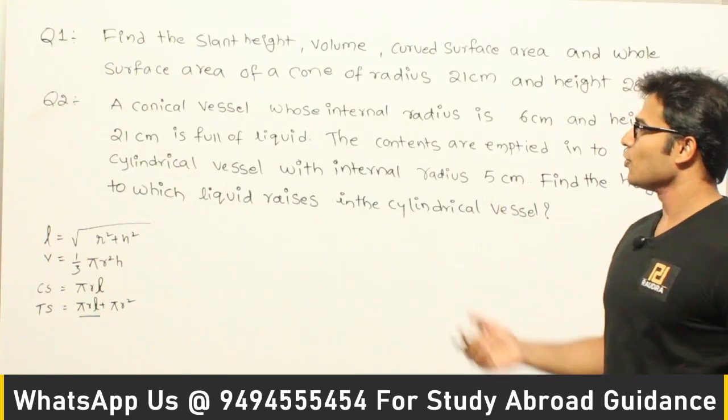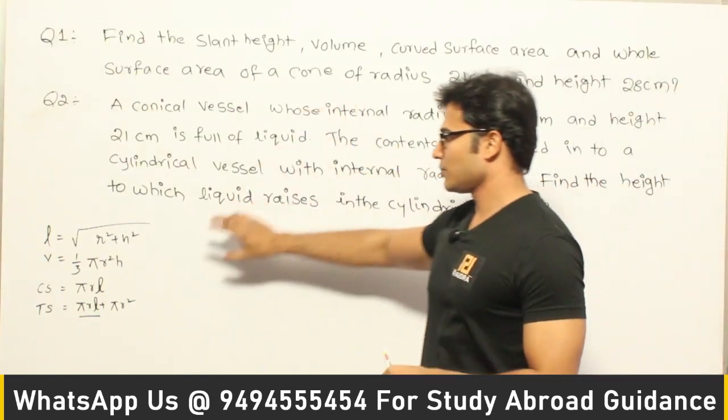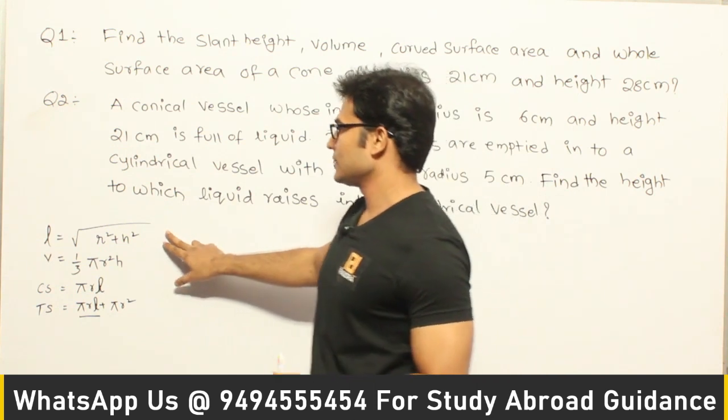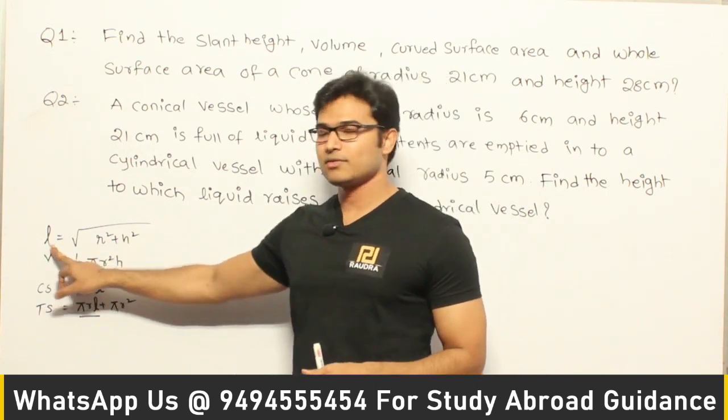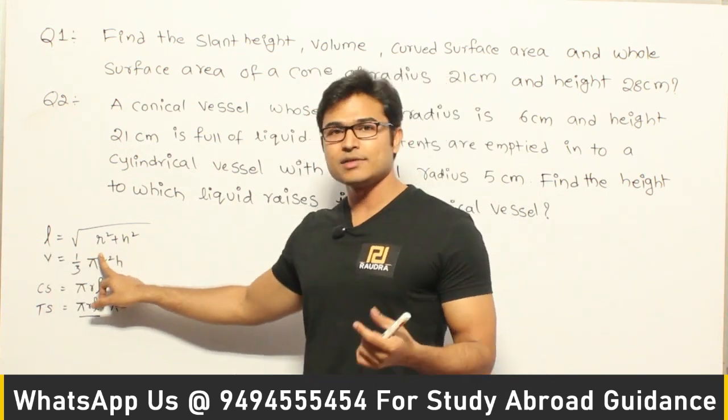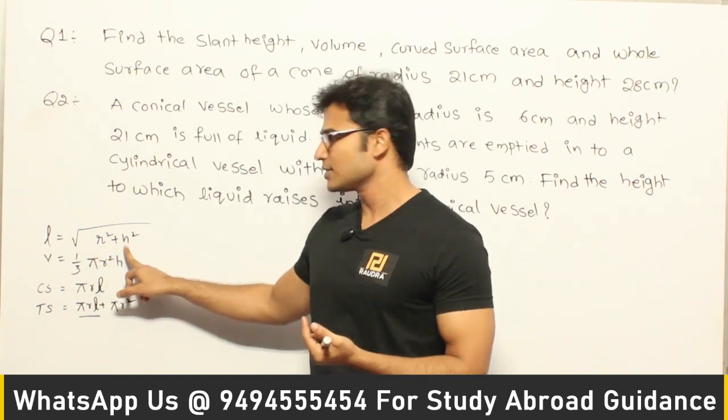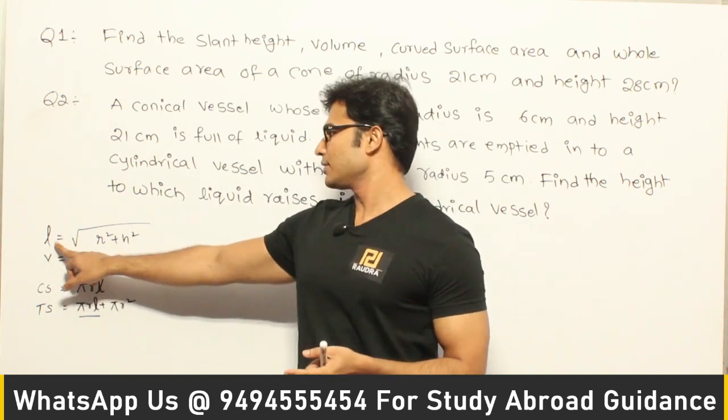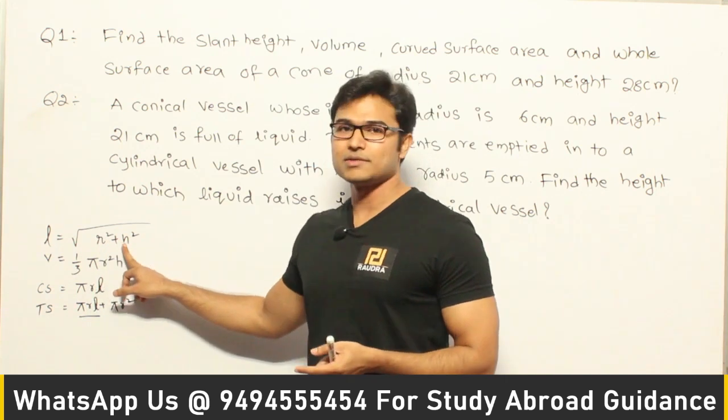Let's solve these questions on cone. In order to solve the questions on cone, you are supposed to know these formulas. One is the slant height, which is the square root of r square plus h square, where r is the radius of the base and h is the straight height.